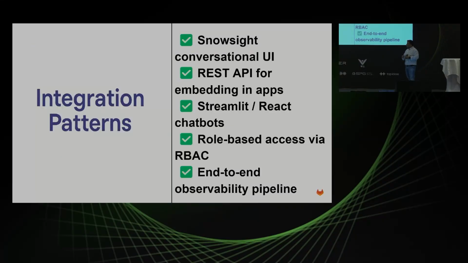A different way to integrate Snowflake Cortex is Snowsight, which is a conversational UI itself, where we have run our Streamlit application, and REST API for embedding in apps. We also have this working with Slack, so you can ask a question from Slack to Snowflake. Role-based access via RBAC and an end-to-end observability pipeline is still to be done.